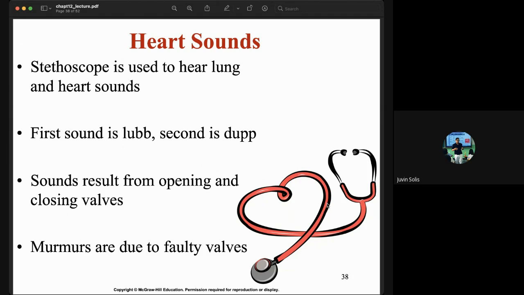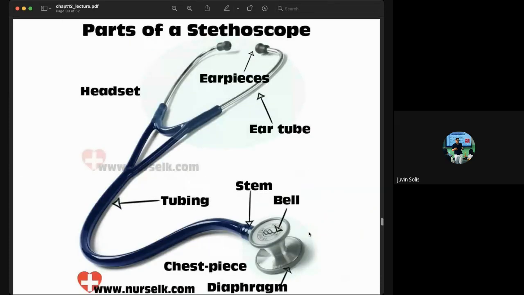The sound results from the opening and closing of the valves. Okay, so paano, ano yung sound na naririnig natin? It is because of the opening and the closing of the valve. So we also have what we call the murmurs, which are due to faulty valve. Okay, maybe I can find videos that I will be sharing for you to appreciate more about the heart sounds. Okay, but with that, I'm gonna show you first the parts of your stethoscope.